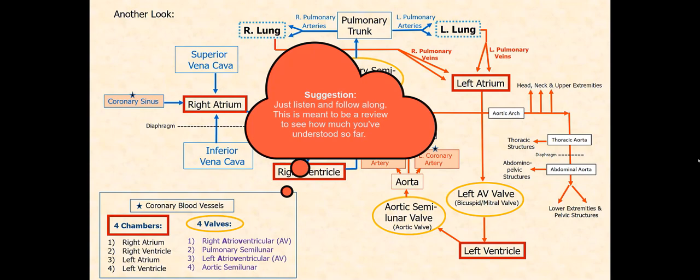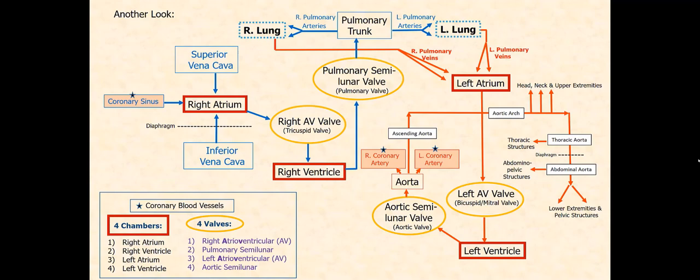This will summarize some of what we've already covered and will provide a good source of review. The blue arrows indicate deoxygenated blood, and the red arrows indicate oxygenated blood that travels through the given blood vessels. Once again, deoxygenated blood has a low oxygen concentration and a high carbon dioxide concentration, while oxygenated blood has a high oxygen concentration and a low carbon dioxide concentration.